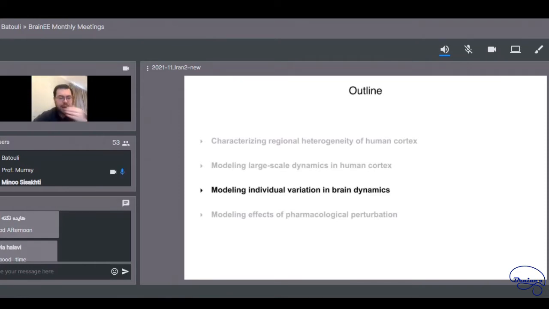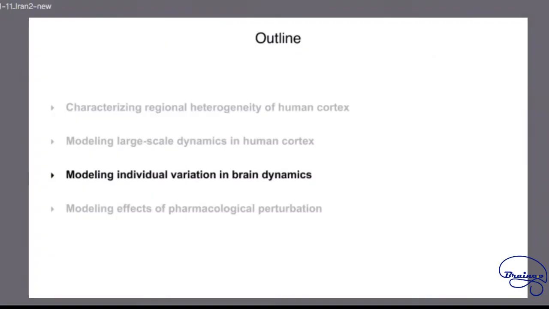All right, so now we have a model framework, and we showed that we can improve the fit over this homogeneous model. So now the question is, can we use this to actually model individual differences? We're going to model individual variation in this functional connectivity measure and see to what degree that improves our fit.